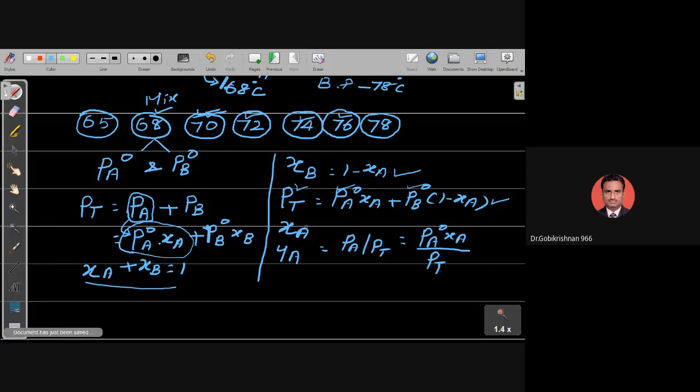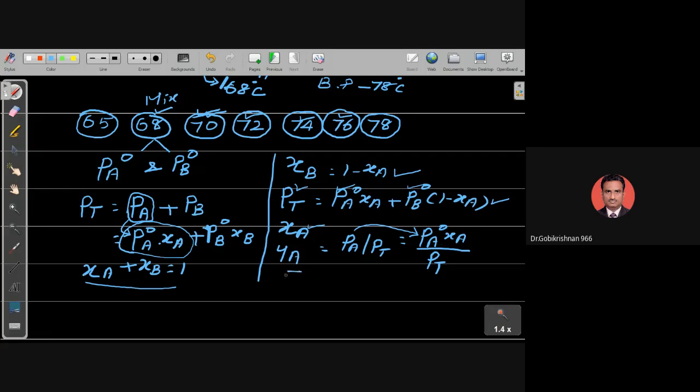Therefore the first part is over. The second part is you have to find this YA, the vapor composition: the mole fraction of the more volatile component in the vapor. To find that, the expression is the partial pressure of methanol divided by the total pressure. The partial pressure of methanol is replaced using Raoult's law, then divided by the total pressure. Substitute and find the value of YA.